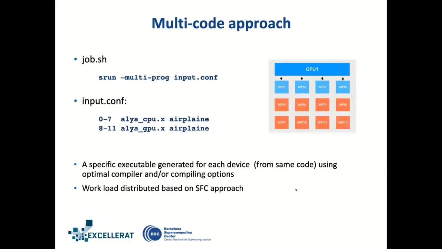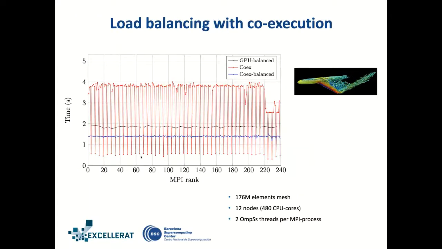That has 2 Power 9 CPUs and 4 Volta GPUs per node. Right here we were using 12 nodes, with the initial partition not optimized, just the same load per MPI process. Of course, the MPI processes running on the CPU cores take more time than the ones running on the GPU. We can see imbalance between the MPI processes running on the CPU cores, and also imbalance between the MPI processes running on the GPUs.